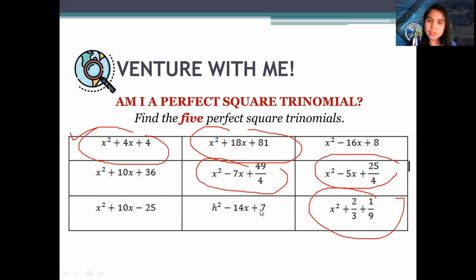This one is not a perfect square trinomial. Why? If you divide 14 by 2, it's 7, right? But you need to square it. So the last term must be 49. This is also not a perfect square trinomial, because if we divide 16 by 2, the answer is 8. But you need to square it. So the last term must be 64 and not 8.